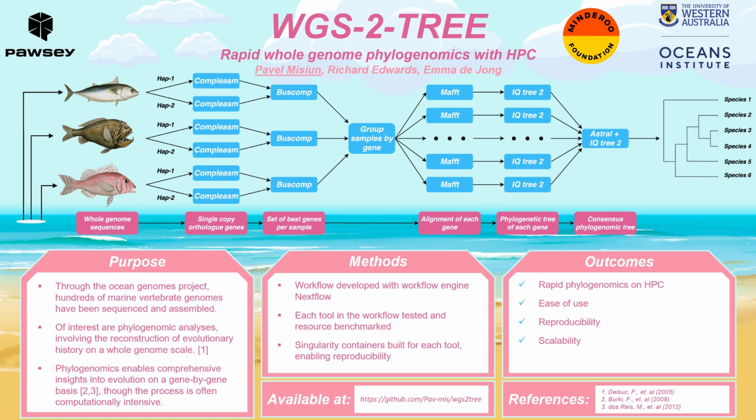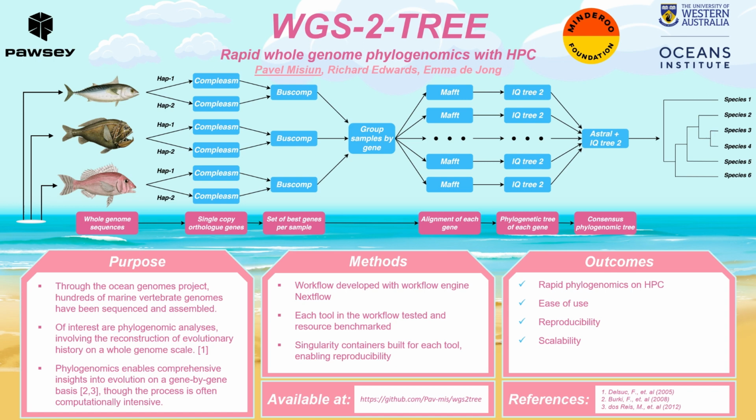Through the project, they have sequenced and assembled a large number of genomes, and one use for these is phylogenomic analyses, which involves reconstructing the evolutionary history of organisms on a whole genome scale. This process is, however, computationally intensive, especially for the high-quality genomes they are producing. Therefore, an optimized phylogenomics workflow to be used on HPC is something that was needed at Oceanomics, and my project was to develop this workflow.